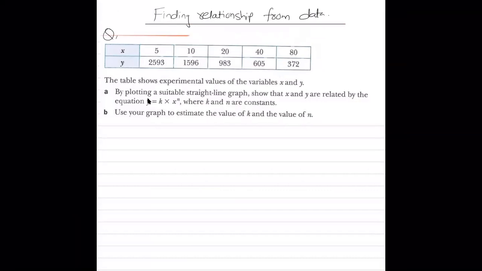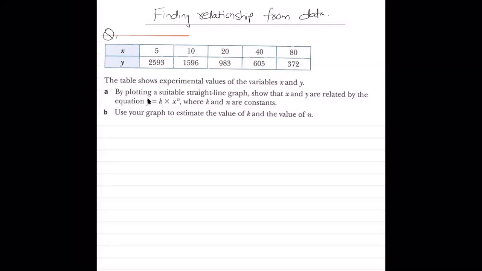Okay, so we have been given x and y values. This table shows experimental values of variables x and y. Part A says by plotting a suitable straight line graph, show that x and y are related by the equation y equals k times x to the power of n, where k and n are constants. First thing first, we need to know what is the equation of the line?